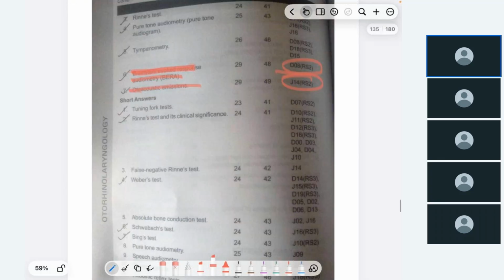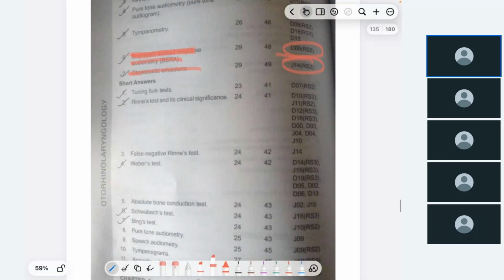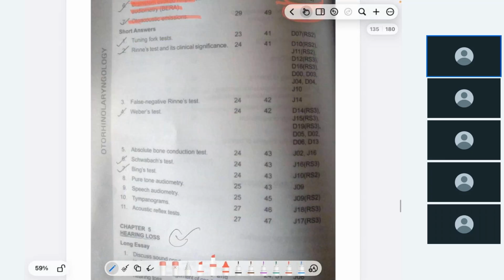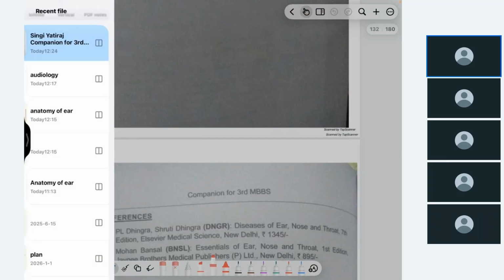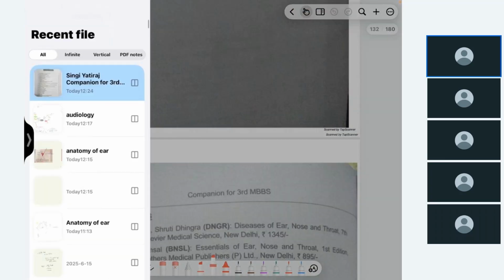So under 3 marks, Rinne test and clinical significance I will discuss. Weber's test I will discuss. False negative Rinne test I will discuss. Schwabach and Bing test asked only once as a 3-marker. You can go through it at once, or I'll mention it briefly while talking about the tuning fork test. So this is the plan for the second part of this session. Let's go.